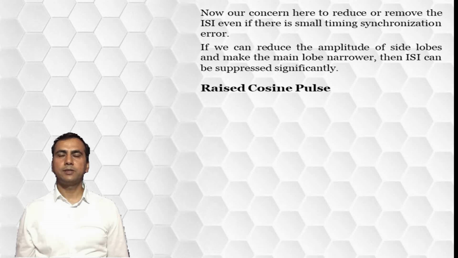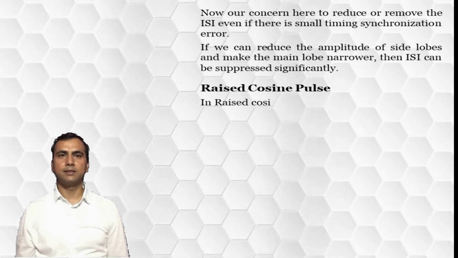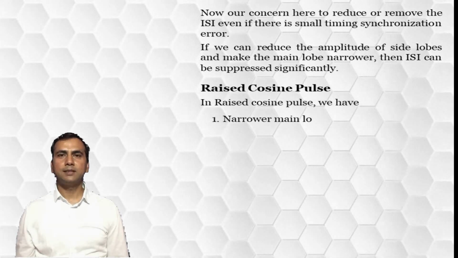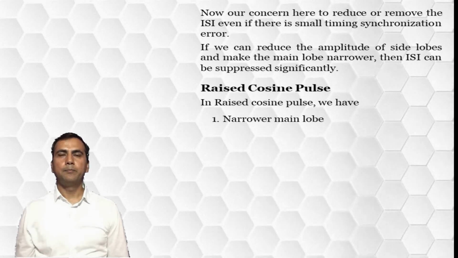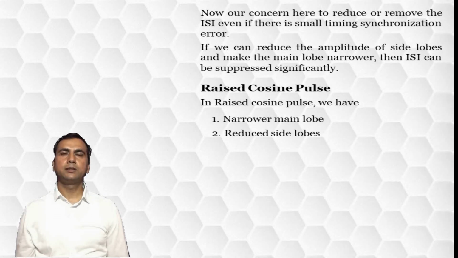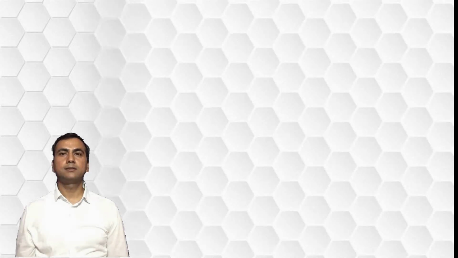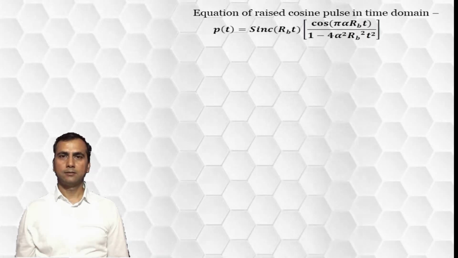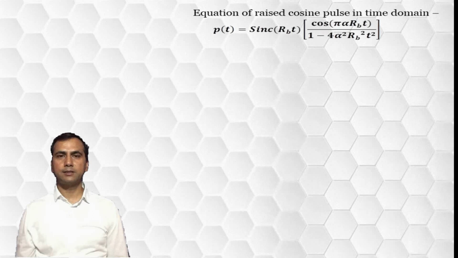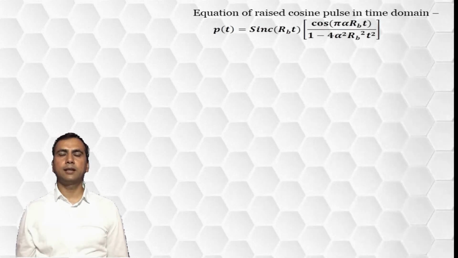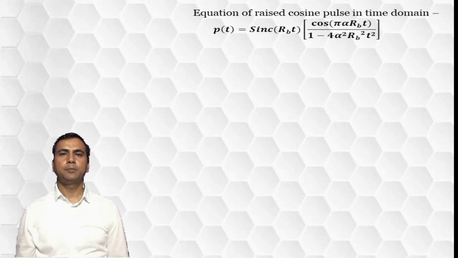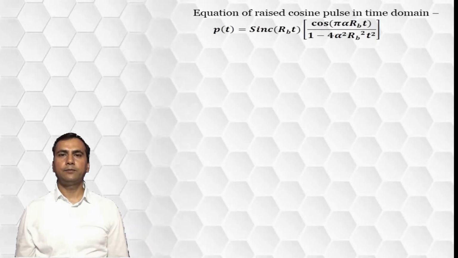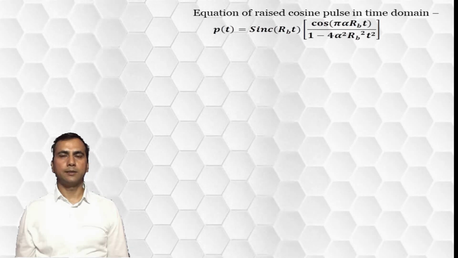Nyquist suggested the solution in the form of raised cosine pulses. In raised cosine pulses, we have a narrower main lobe and reduced side lobes. The equation of this raised cosine pulse in time domain is p(t) equals sinc(Rb t). Again you can see that the same sinc function is there, but additionally it is multiplied by the function cos(pi alpha Rb t) upon 1 minus 4 alpha square Rb square t square.